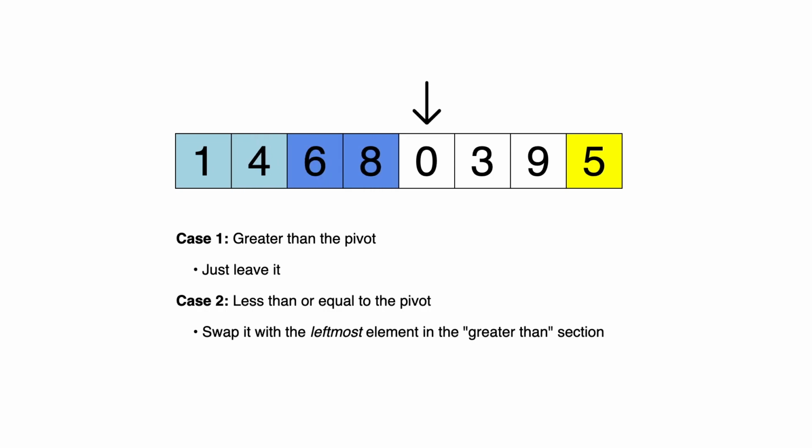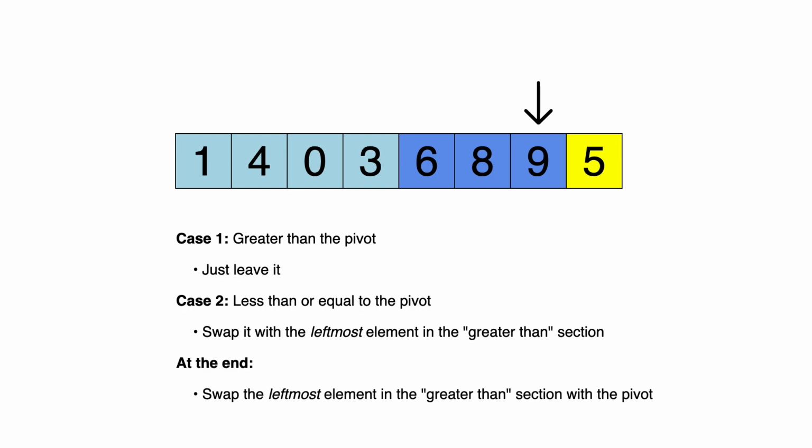Next is 0, which is less than 5. The leftmost element greater than the pivot is 6, so let's swap 0 and 6. Next is 3, which is again less than 5, so we'll swap it, this time with 8. Lastly, we look at 9, which is greater than 5, so we can just leave it there.